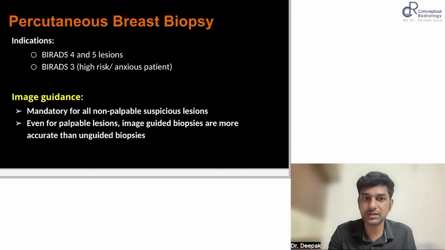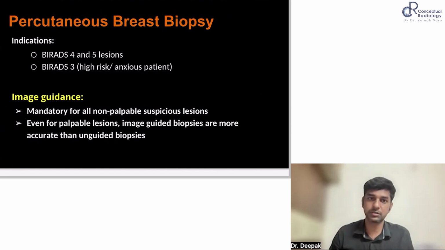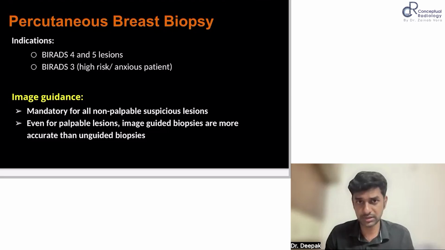And what are the indications? So indications are predominantly BI-RADS 4 and 5, they must undergo tissue diagnosis. And BI-RADS 3, whenever the risk is high, like a family history of first degree relatives having breast cancer, or a personal history of carcinoma or malignancy in other organs of the body, and patients who are anxious. So patients who don't want to wait 6 months to 1 year to get the follow-up saying that this is benign, nothing to worry. So those patients can also be taken up for image-guided percutaneous biopsies.